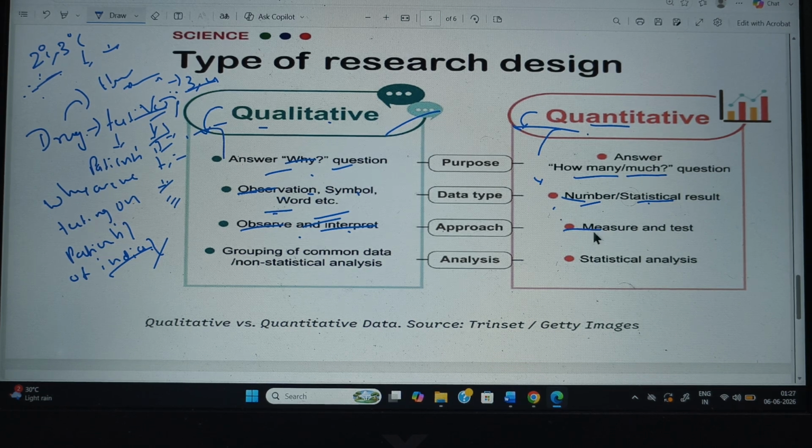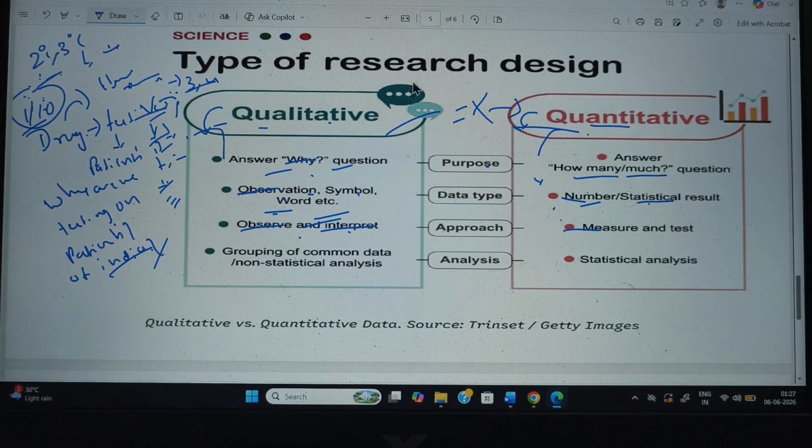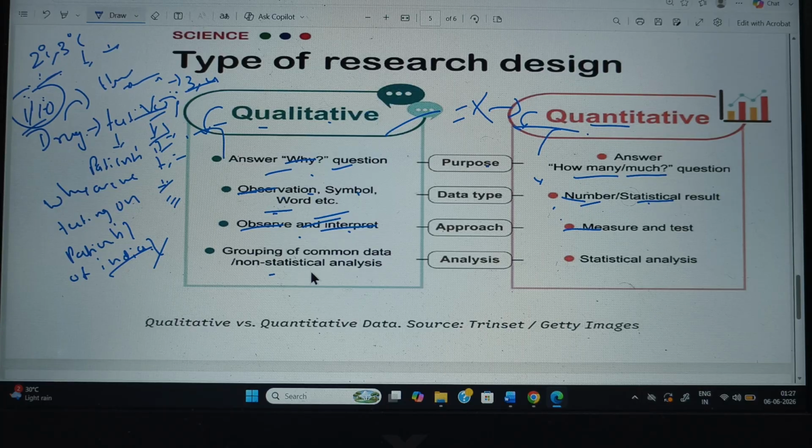When it comes to a quantitative variable, you can see this drug has triggered vomiting, but it's hardly 1 in 10. Then there is a risk of vomiting, but it is 1 in 10. As I said, you are measuring the things that you are getting from a study or research. This is what quantitative defines, and qualitative defines what exactly you are measuring, the purpose of the research, the purpose of gathering data. Grouping of common data or non-statistical analysis also comes under qualitative, and statistical analysis, numbers and quantitative figures, comes under quantitative variable.